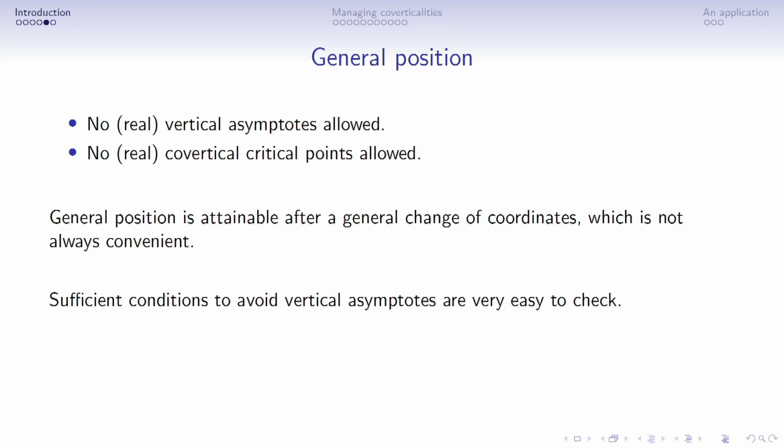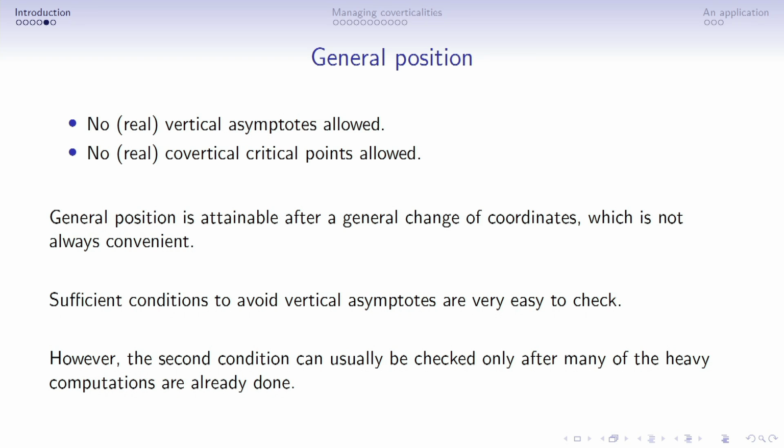Sufficient conditions for the absence of vertical asymptotes is that just the homogeneous component of highest degree of the implicit equation of my polynomial curve has a non-zero coefficient for the monomial which is the vertical variable to the highest power. All right, so this is easy to check from the beginning, and you can change coordinates easily.